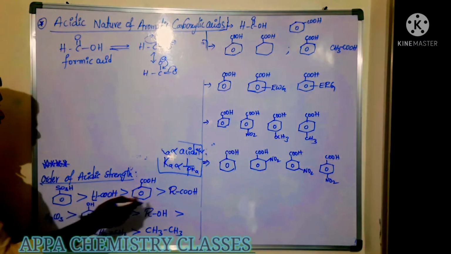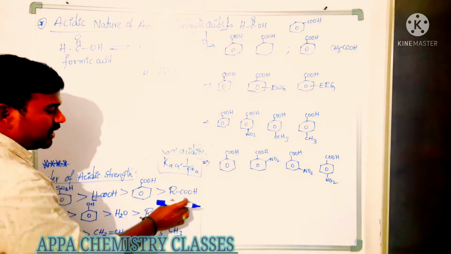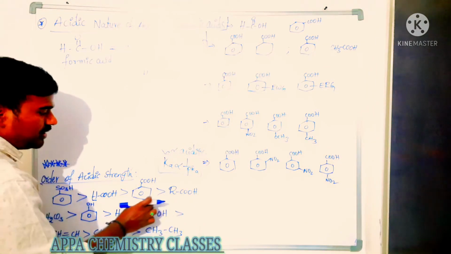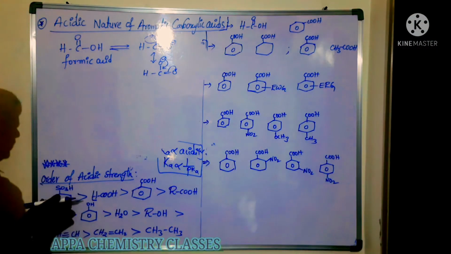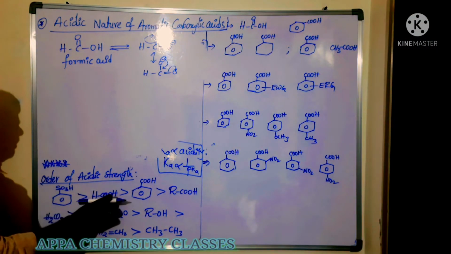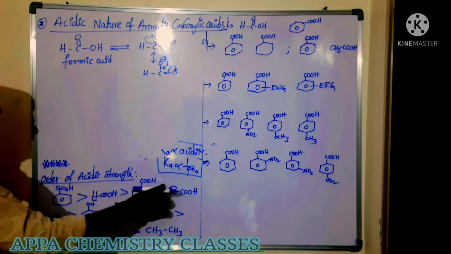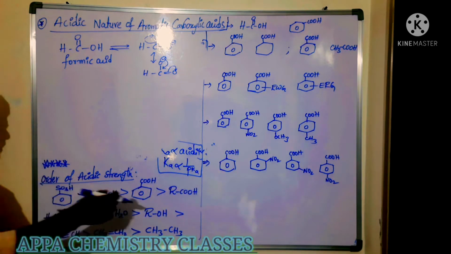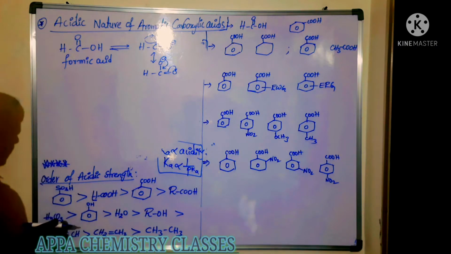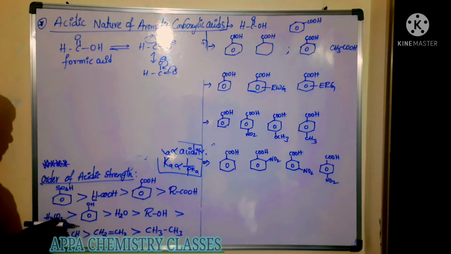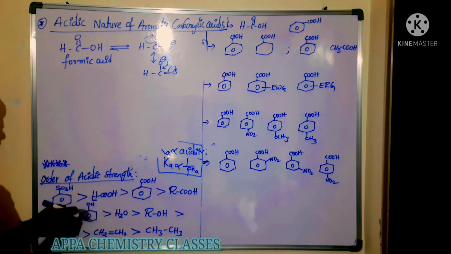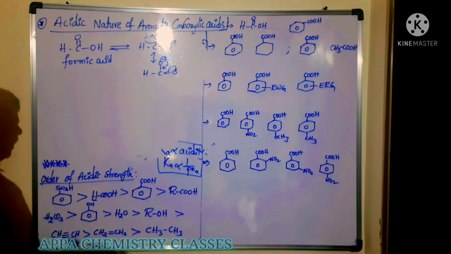After that you will see the carboxylic acids, aliphatic acid and aromatic acid. So first benzene sulfonic acid, formic acid, benzoic acid. Aromatic acids are more acidic than aliphatic acids. After that, when compared to aliphatic acid and carbonic acid, carbonic acid is least acidic compared to the aliphatic acid.